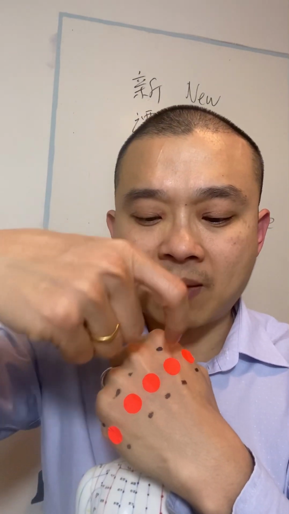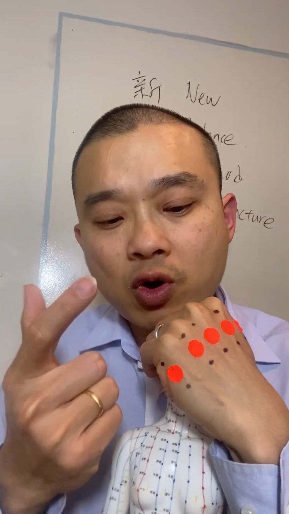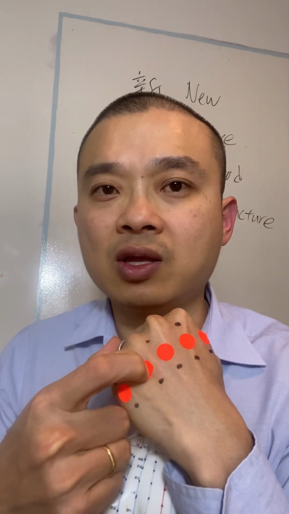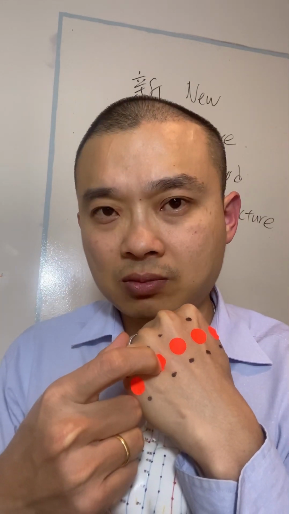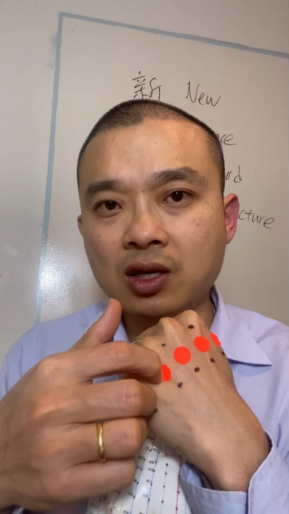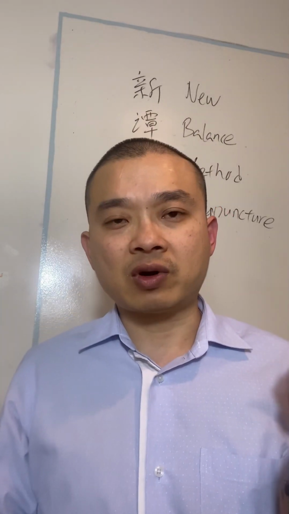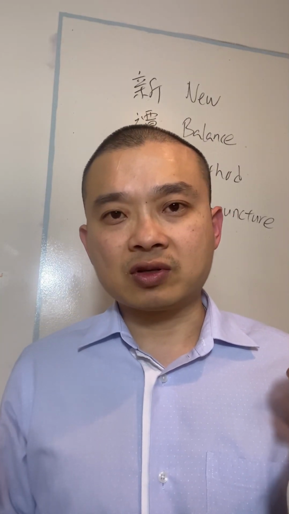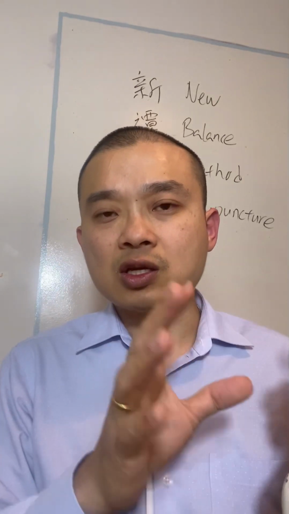Apart from putting in the 5 points here, you want to focus on the Shaoyang meridian. You want to put more stimulation in here because the Shaoyang meridian treats the gallbladder organ. That's it. Very, very simple, right? So you're not just treating the sick meridian, you're treating the sick organs as well.